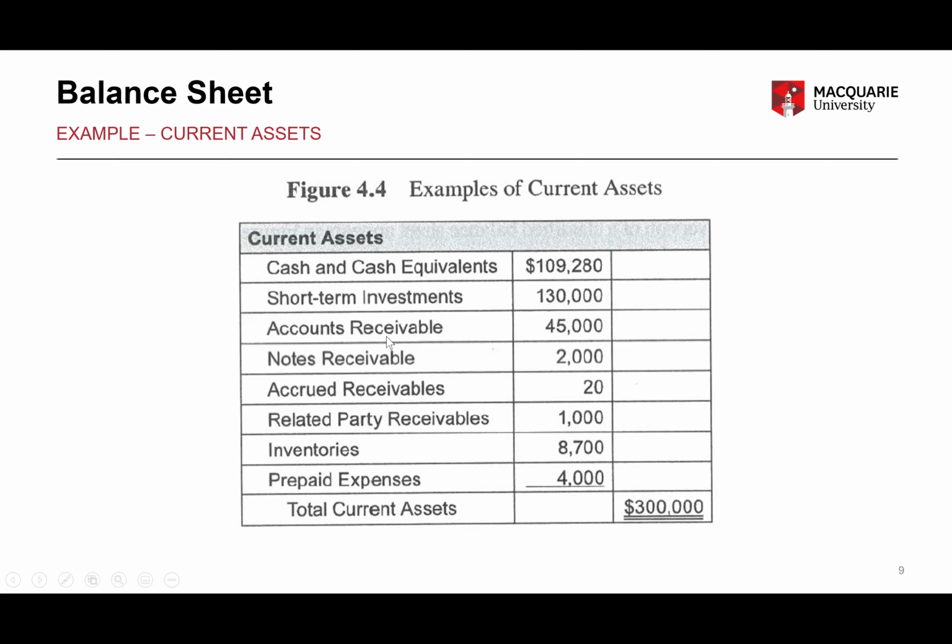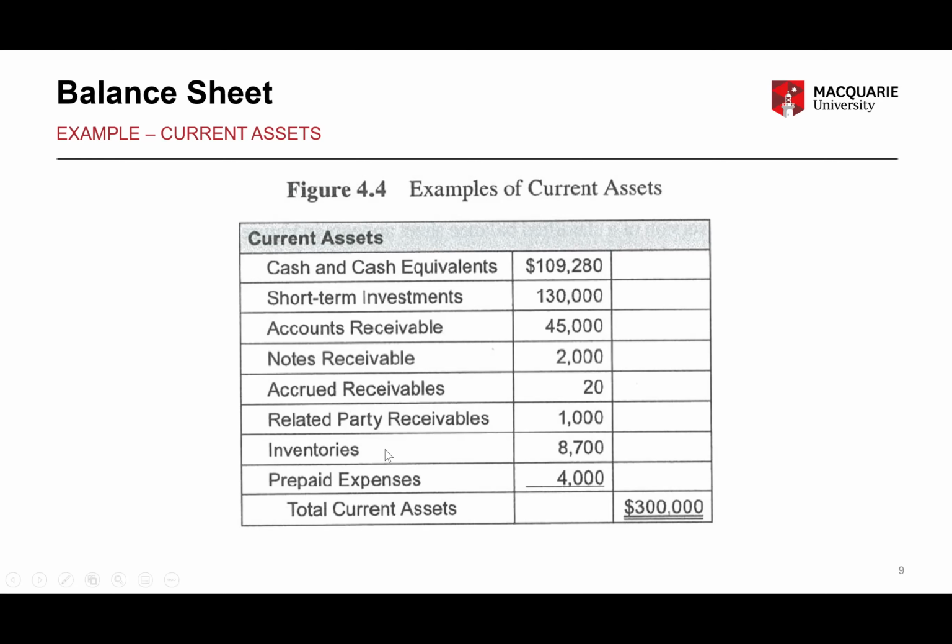So cash, short-term investments, accounts receivable. Sometimes these are called trade receivables. So these are the customers who owe the business money. So that's something that has a future value for the business. We have notes receivable, right? So these would be investments that are likely to be received within 12 months. We'll talk about accruals later on in week 3. Right, so we won't worry about those too much for now, but these are amounts that we are likely to receive in the future. Inventory is often a big current asset for a retailer.